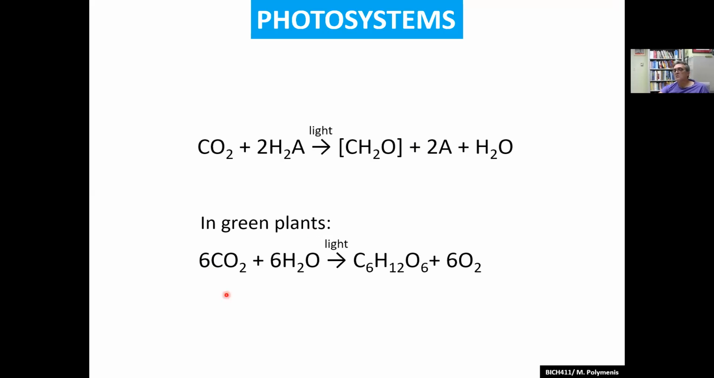Okay, so it is water, the donor, and we have CO2 plus water, which will provide the electrons, and then with light, that gets converted to glucose, let's say. And in the process, as a byproduct, we get oxygen that came from the splitting of water.